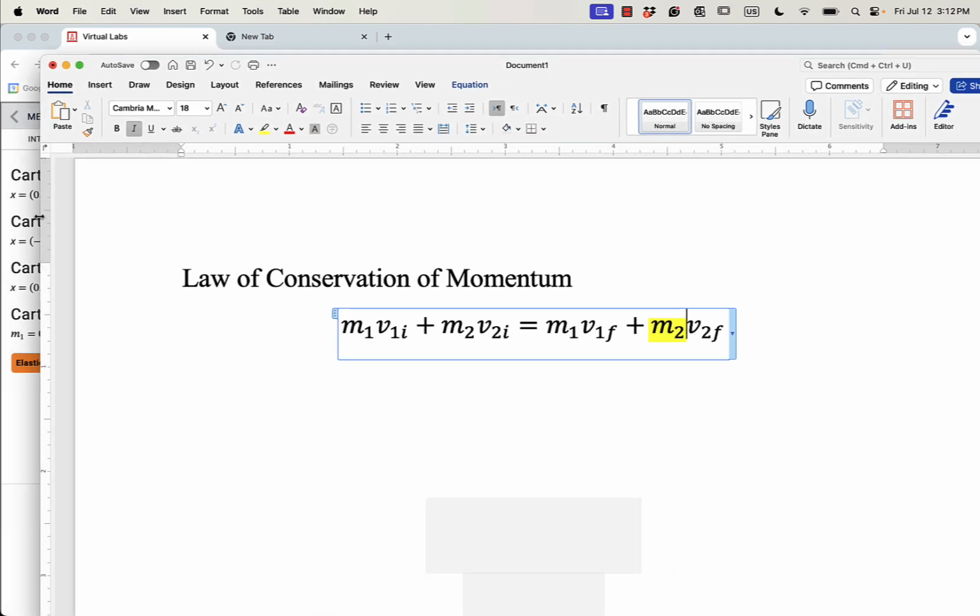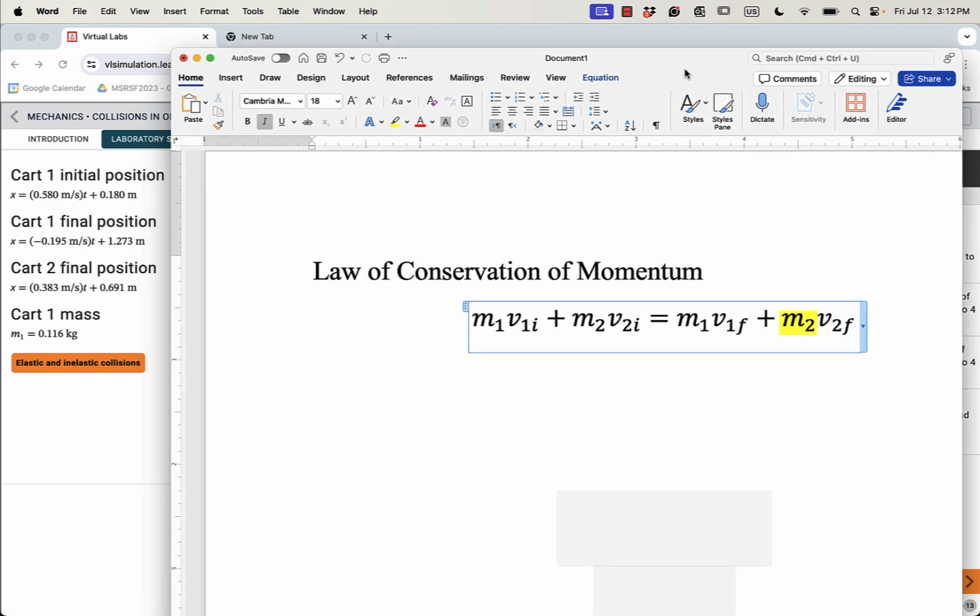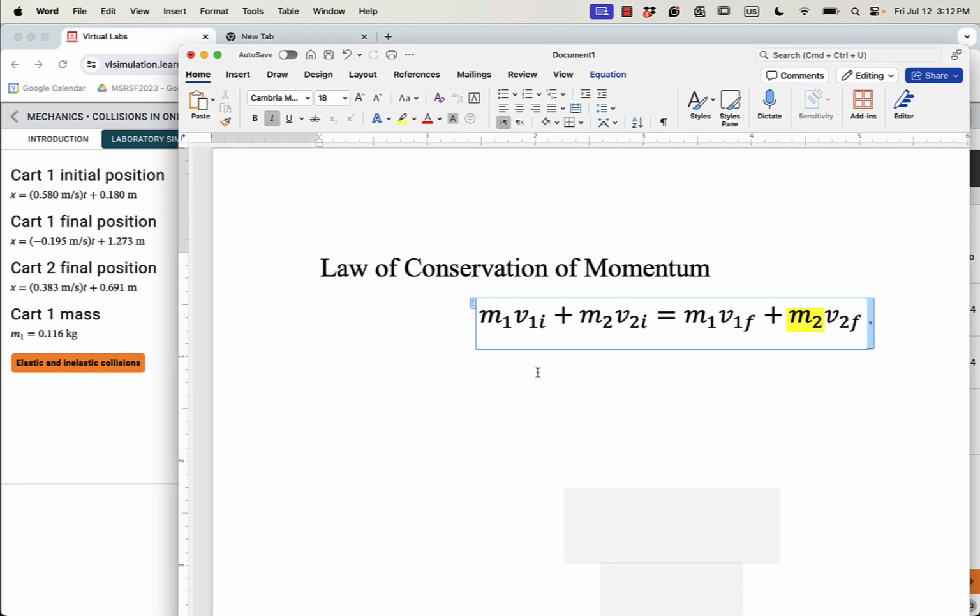This is what we want to find, and now you can use all the data you have. I'll show you what things we have and what we are finding, and I will let you do the calculation. M1 is the mass of the first cart, which is 0.116 kilograms, so you plug that in here. The initial velocity of the first cart is 0.580, that's v1i. Then m2 is unknown, we are finding that, and v2i is 0 because initially the second cart was at rest.